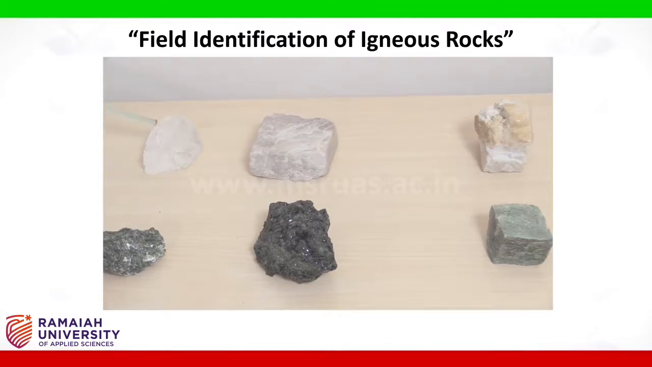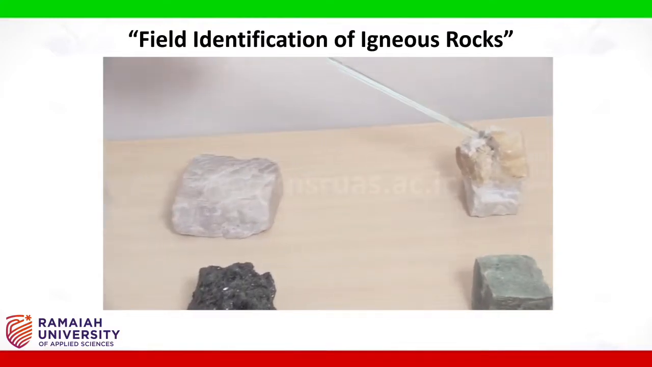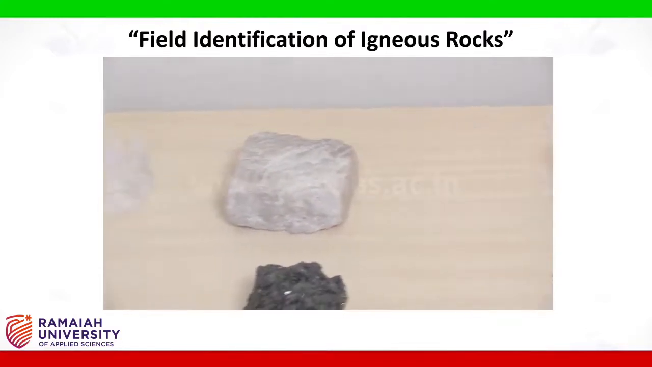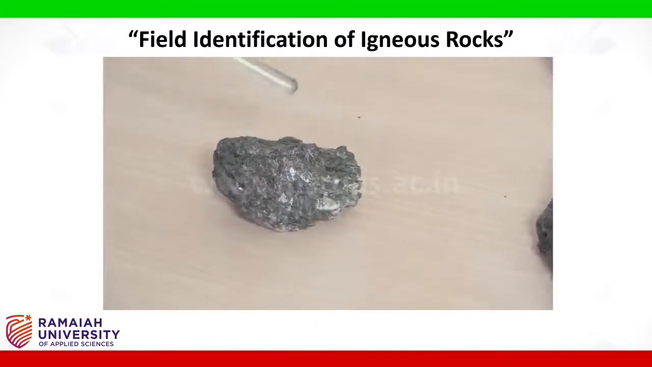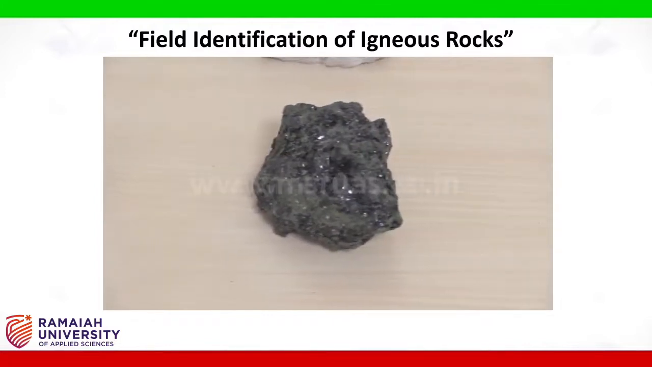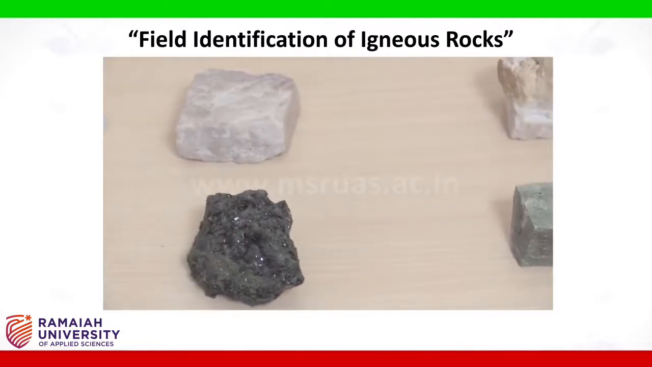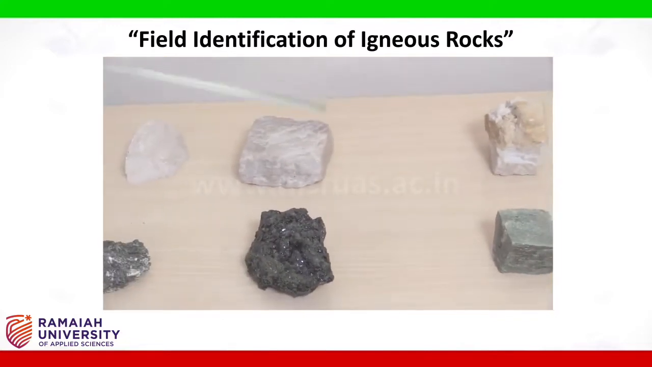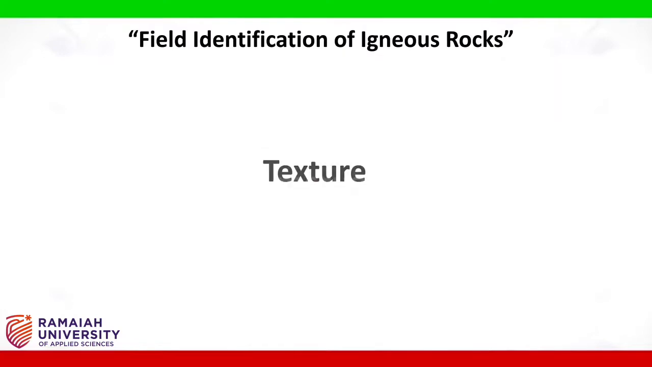quartz, feldspar, this is orthoclase feldspar, this is plagioclase feldspar, this is hornblende coming under the amphibole group of minerals, this is pyroxene and this is olivine. The combination of these minerals in different proportions enables us to classify the igneous rock.